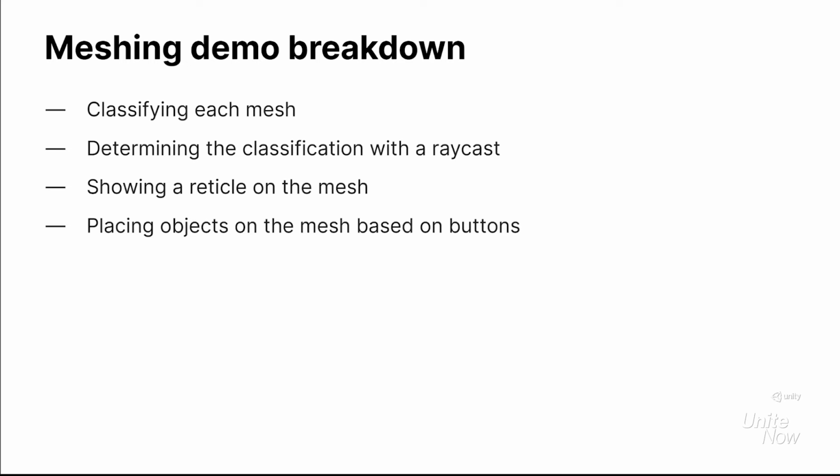The key components of this demo are classifying each mesh and the surface through the classification API, which determines which classification of the mesh the reticle is raycasting to. From there, we're also showing the reticle and snapping it to the generated mesh, and finally, placing objects aligned with the mesh based on UI.